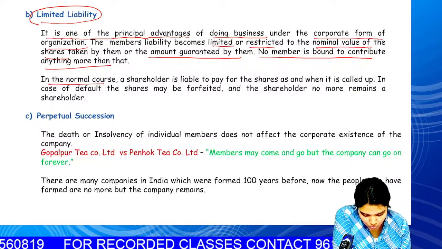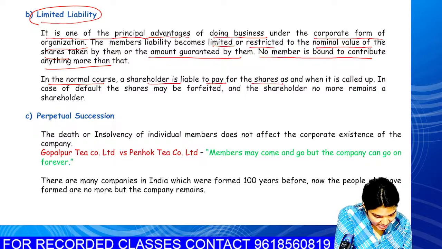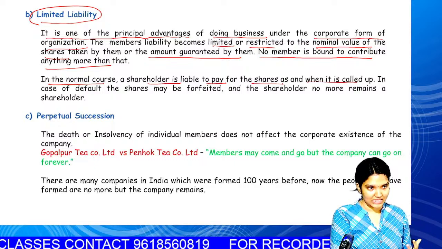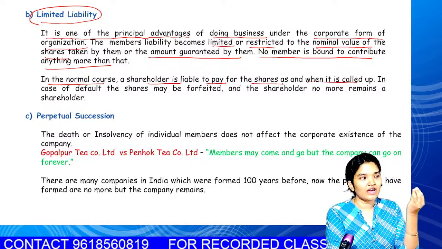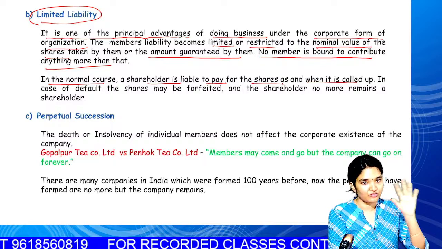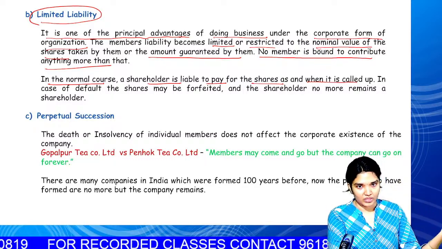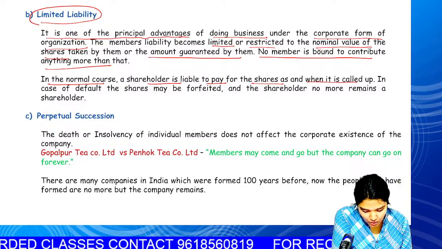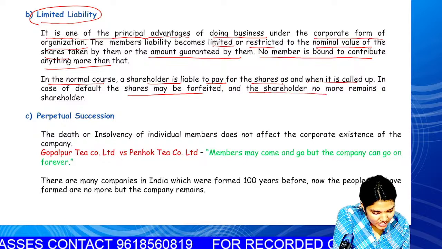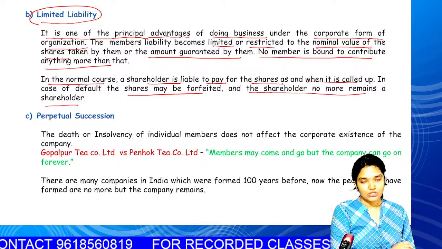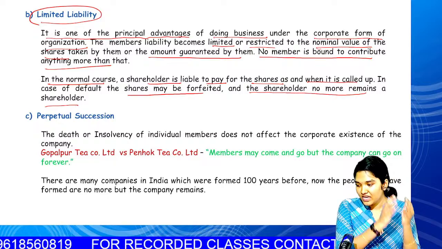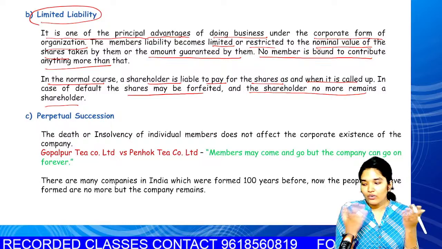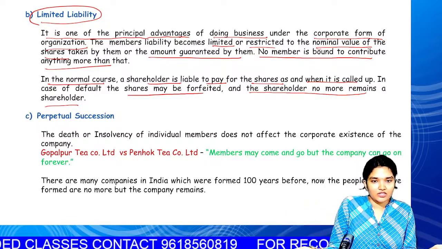In the normal course, a shareholder is liable to pay for the shares as and when they are called up. The company will call up the remaining value of the share. For example, if they issued shares and asked for just 2 rupees out of 10 rupees as the application amount, they will call for the remaining 8 rupees, and he is liable to pay that called up amount. In case of default, the shares may be forfeited. If he does not pay the called up money, his share capital will be cancelled and he will no more remain a shareholder of the company.